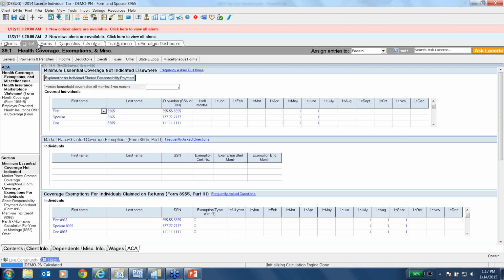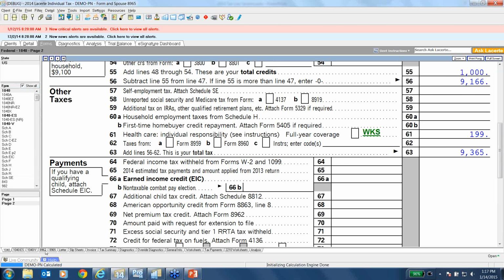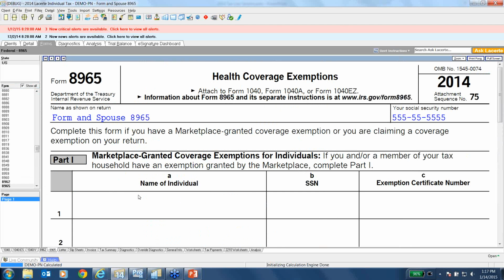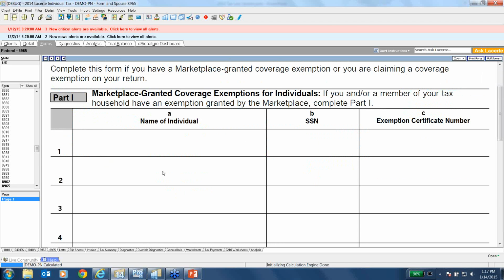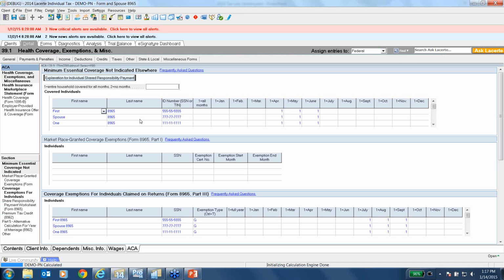Okay, what else do we want to point out on this one is the 8965. This is where the exemptions go. The first section are the marketplace granted exemptions, and I didn't have any on this test client, but we would stick that information in this section here. Marketplace granted coverage exemptions.